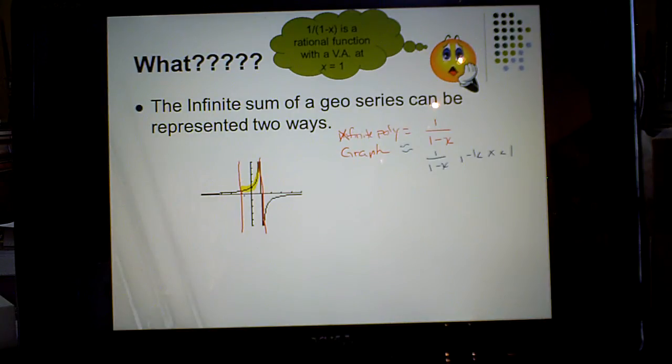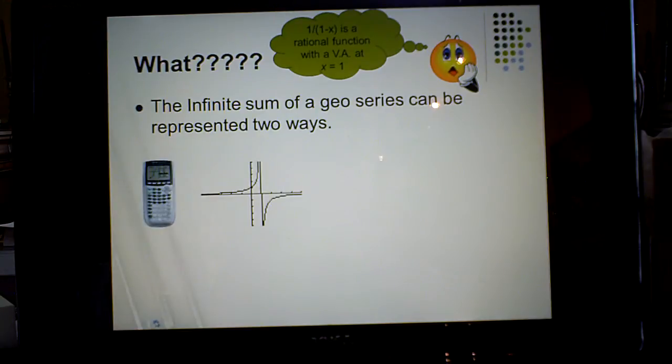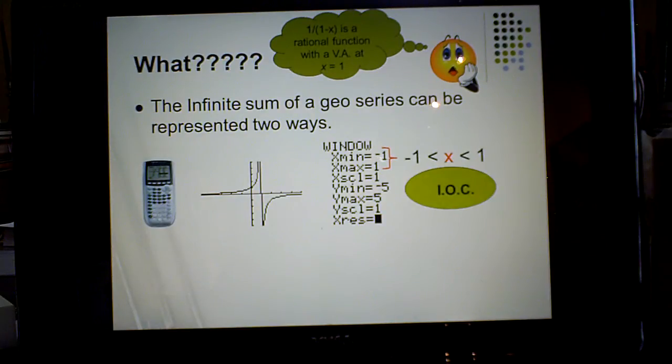So as long as there's x's in here, what I'm saying is that this infinite polynomial will match that yellow graph exactly. Right? So I can't put an infinite in, but if I put as many as I can, we can see this. So what I want you to do is get out your calculator, and I'm going to do it as well. And I want you to make your window the interval of convergence. And then we only need your y-mins to go from -5 to 5.